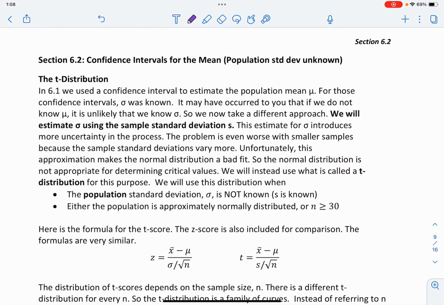Hey everyone, here we are, 6.2. More confidence intervals for the mean. The only difference in this section is that right here, the population standard deviation is unknown.